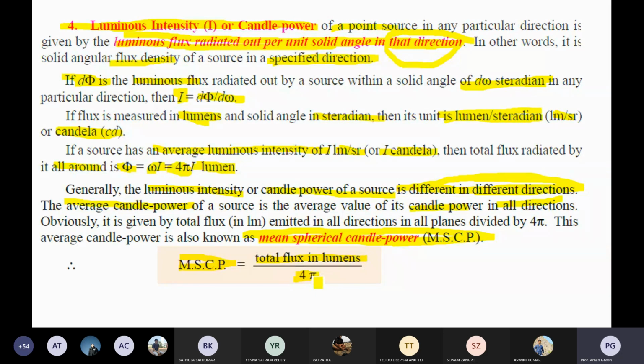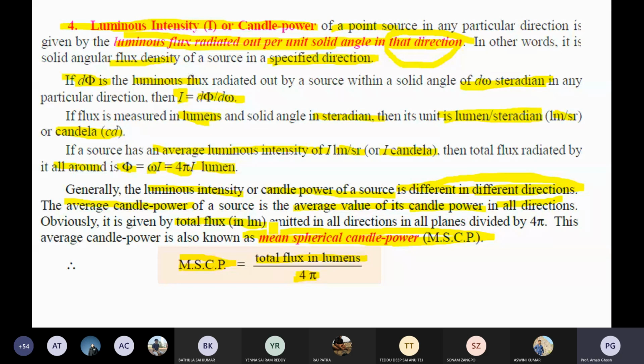Now if you are going for the hemispherical candle power, MHSCP, what is your formula? That is the flux emitted in a hemisphere divided by 2 pi. The total angle is reduced from 4 pi by 2, meaning it is 2 pi. Then, what is the reduction factor? It is defined as F, the ratio between the MSCP, mean spherical candle power, and the MHSCP, mean hemispherical candle power.